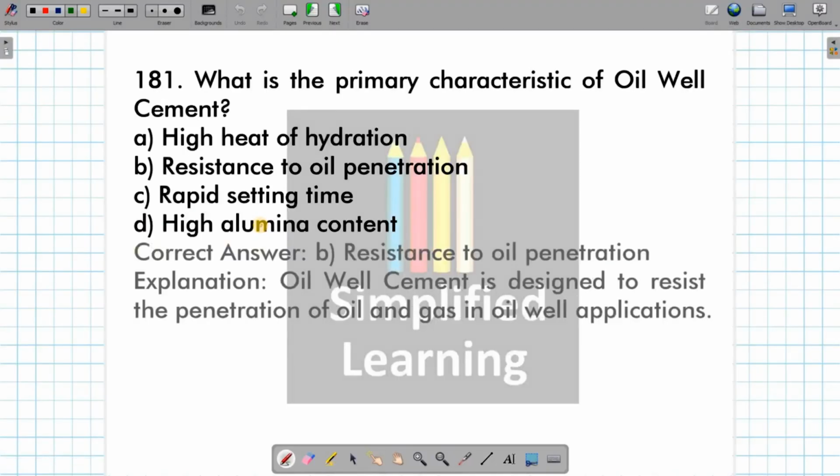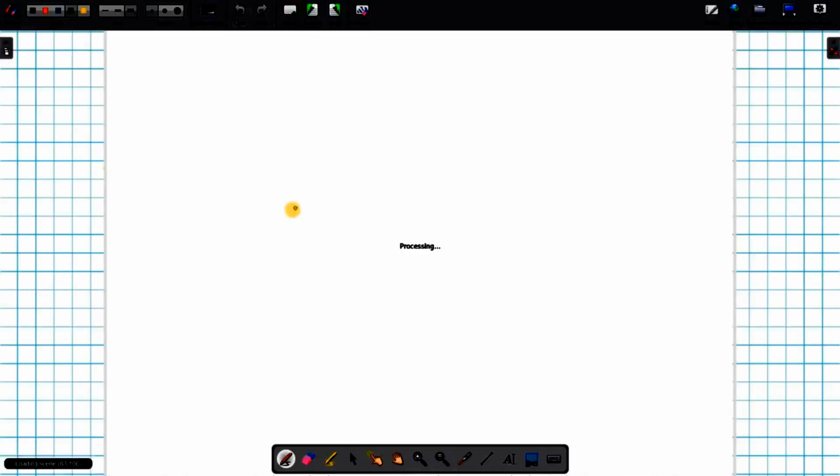What is the primary characteristic of oil well cement? Resistance to oil penetration. We are going to use this specific kind of cement in oil well construction because it has the property of resistance to oil penetration.